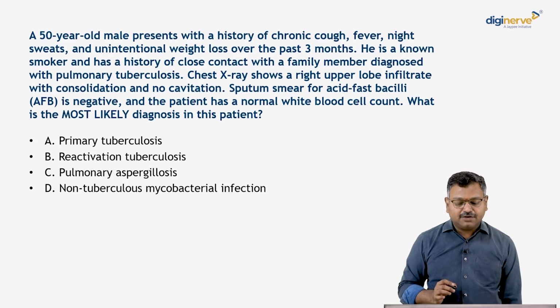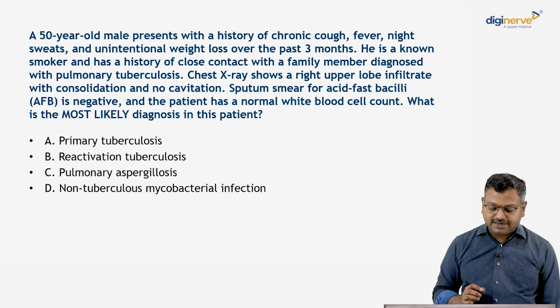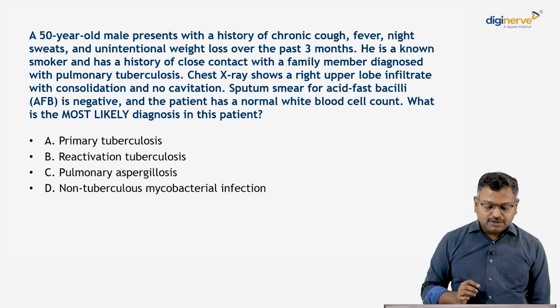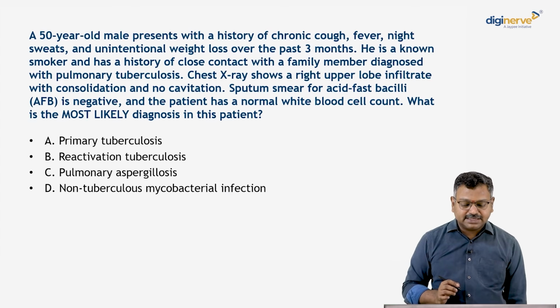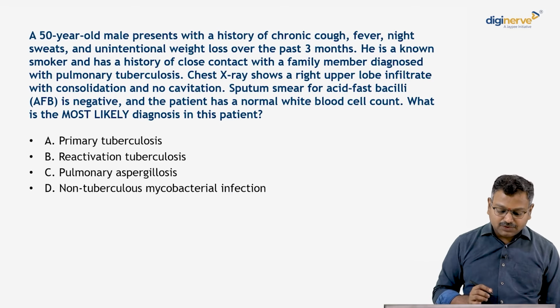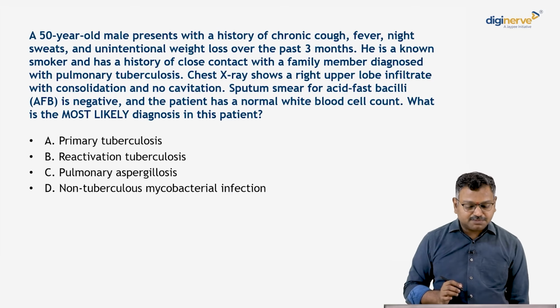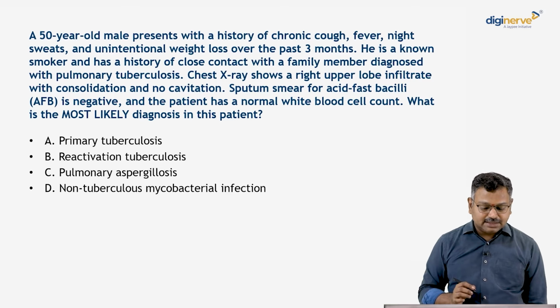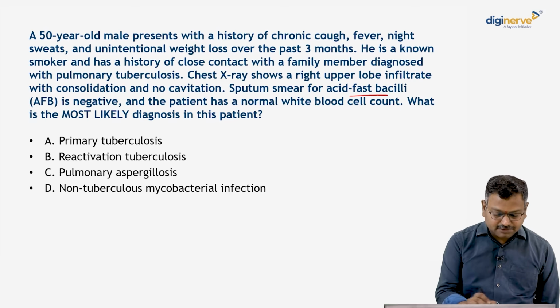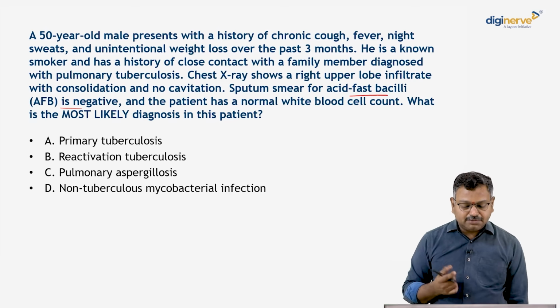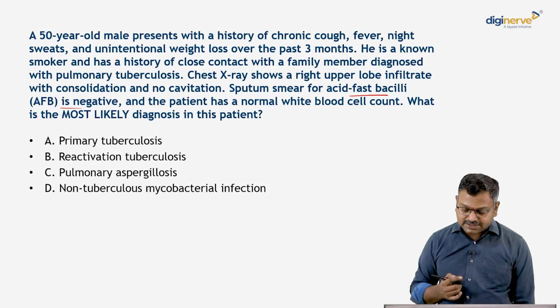50-year-old male, chronic cough, fever, night sweats, unintentional weight loss. He is a known smoker, close contact had tuberculosis, chest x-ray shows upper lobe infiltrates, no cavitation, sputum smear is negative for AFB, normal WBC count. What's the likely diagnosis here?